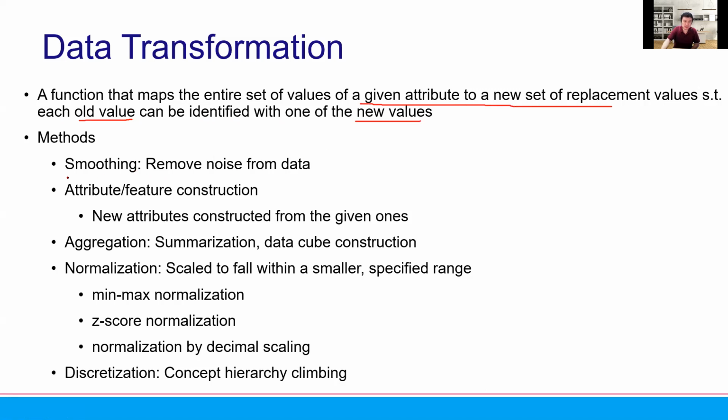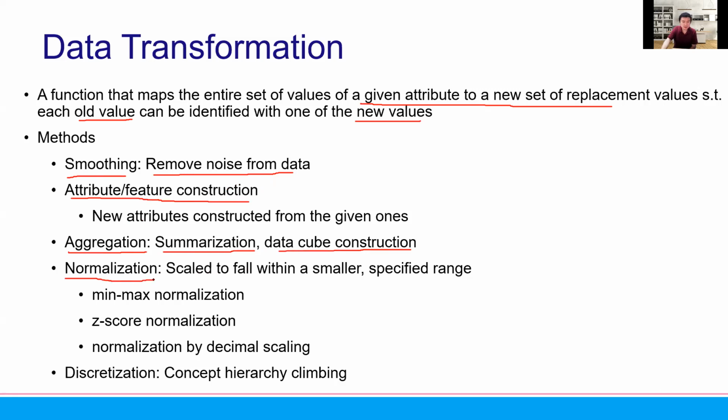You can do smoothing. Smoothing means we want to remove noise from the data. We can also do attribute or feature construction. As you learned in the previous video, we can construct a new attribute, and those new attributes will contribute new values. So you don't need to use the old values, just use the new values. Or we can do aggregation, which means summarization and data cube construction. We will learn those things as well.